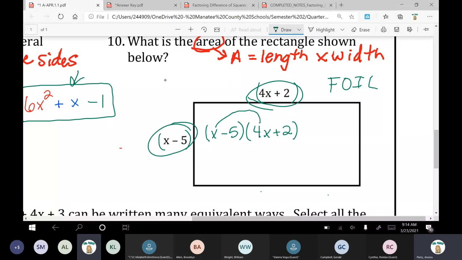So we've got x times 4x. Multiply your numbers. 1 times 4 is 4. And then we've got our x. Add the exponents. 1 plus 1 is 2. So I got a 4x squared.